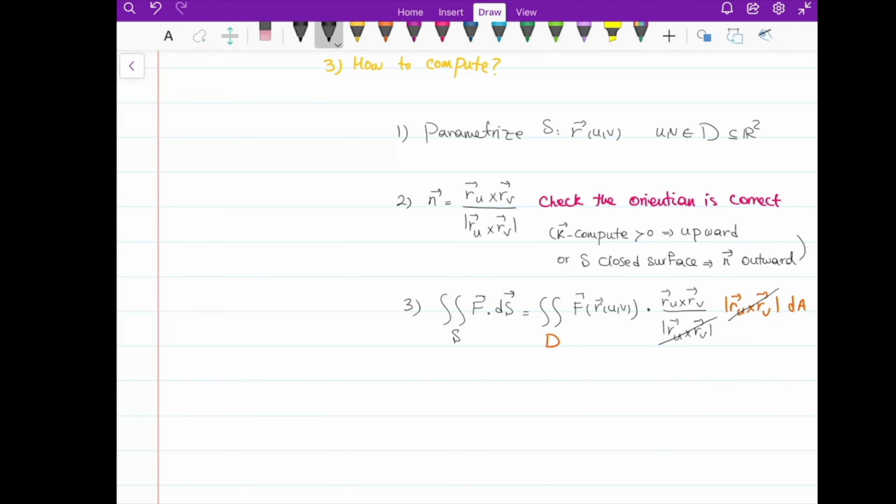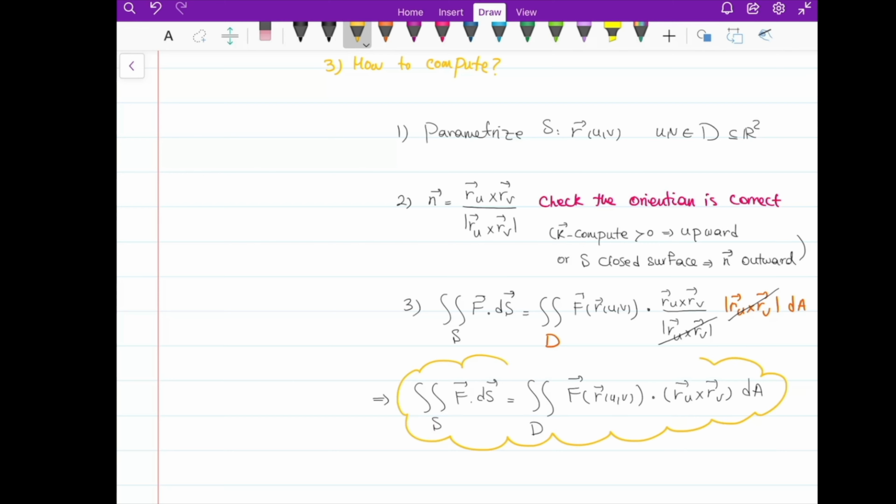That's why I get a very clean formula for double integral of F dot ds over the surface S, which is the double integral of F, put the parameterization into the vector field, dotted with r with respect to u cross r with respect to v, dA over D. This is the formula that we are going to use when we want to calculate the double integral of a vector field over surface S.